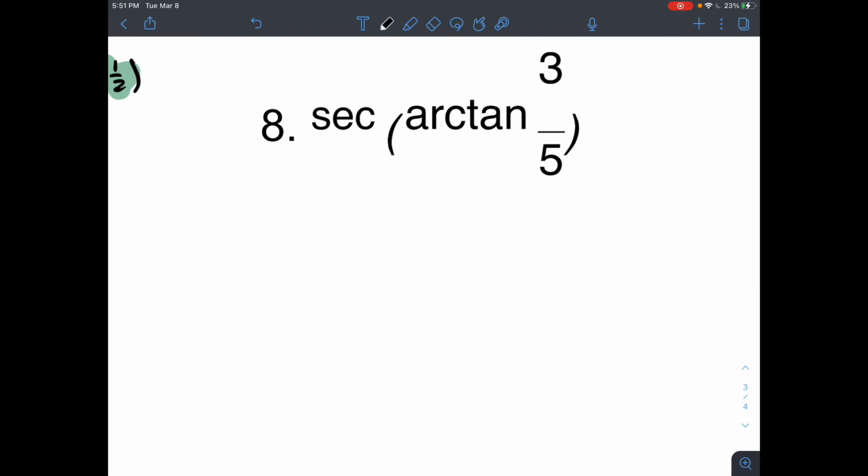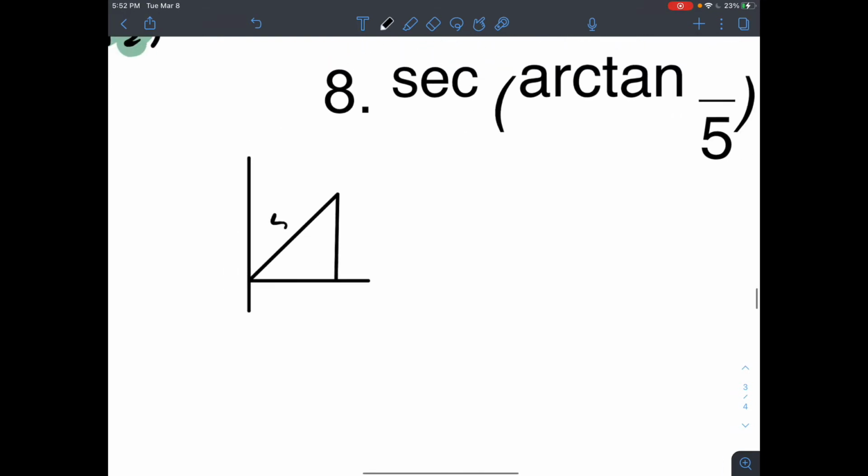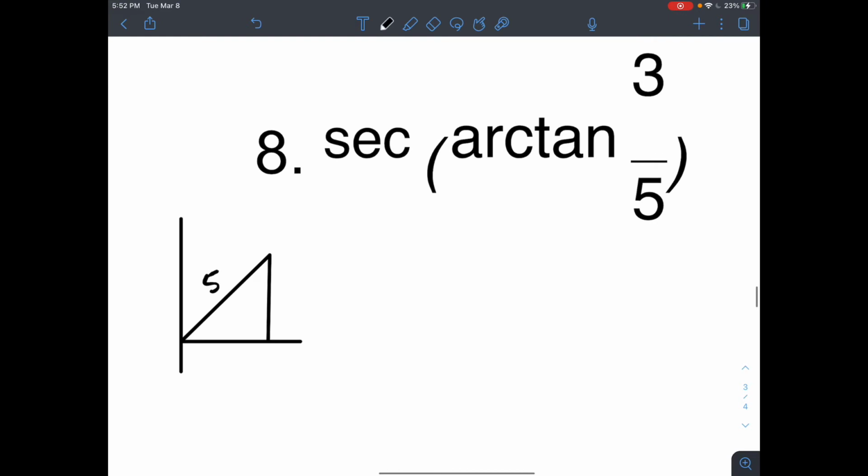Arctan of 3 over 5. So let's draw. I don't like this question because it doesn't work with pretty numbers. Because they're both positive, we're going to deal in this quadrant. Excuse me, tan is opposite over adjacent. This is our angle. Opposite is 3.